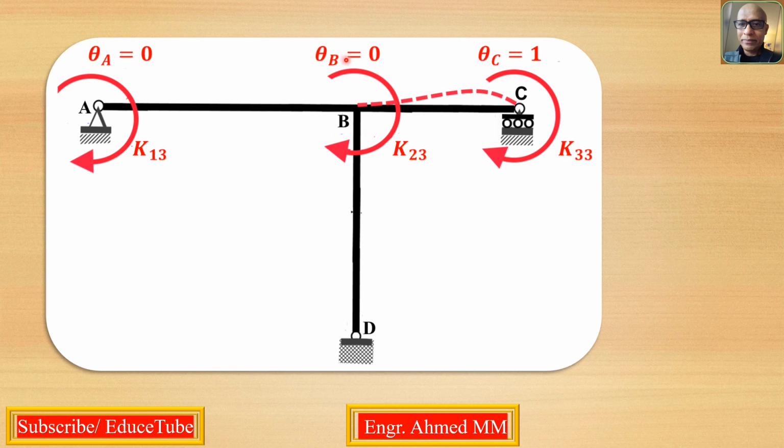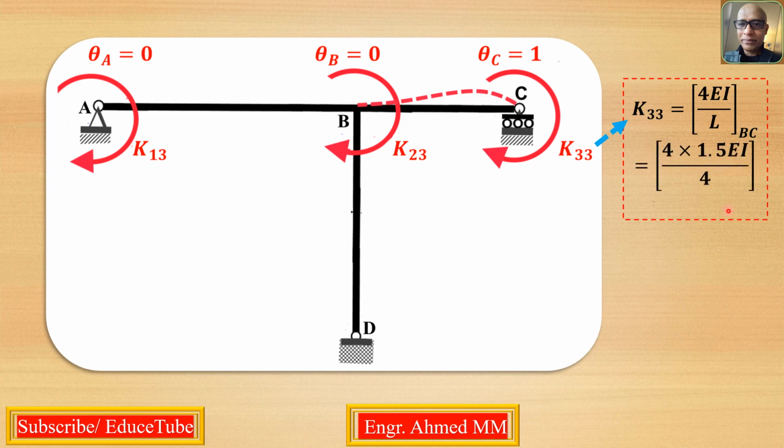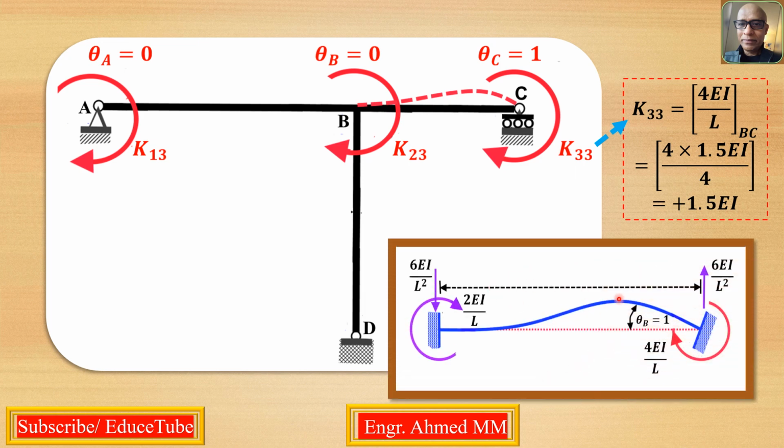Same thing, only instead of this I put unit rotation at C. Due to that, you see the deflected shape. So 4EI over L is needed here. So it will be 4EI over L, and we get the result as this. Again I showed here because I am bringing this again and again to make a comparison with this one. Due to this rotation, keeping the far end fixed, we get 4EI over L. So this is 4EI over L.